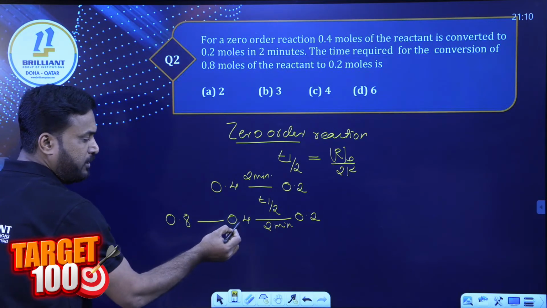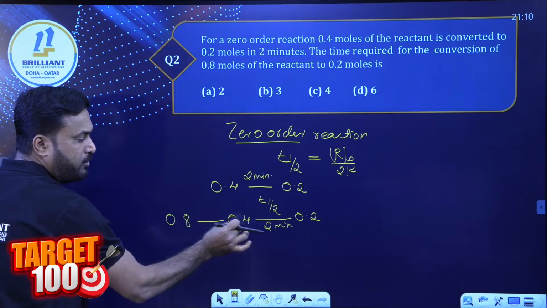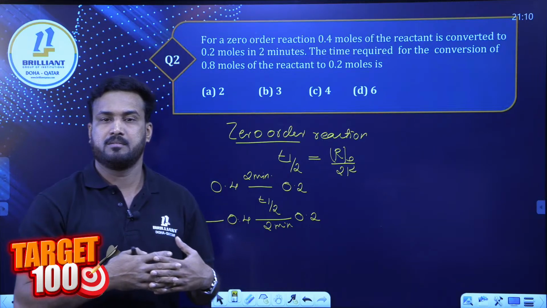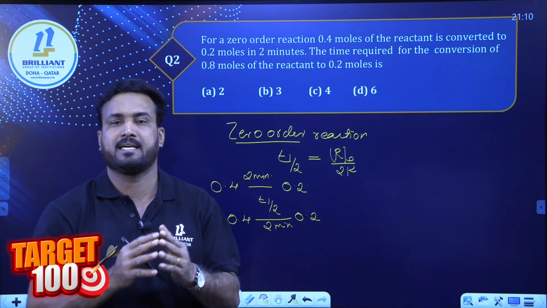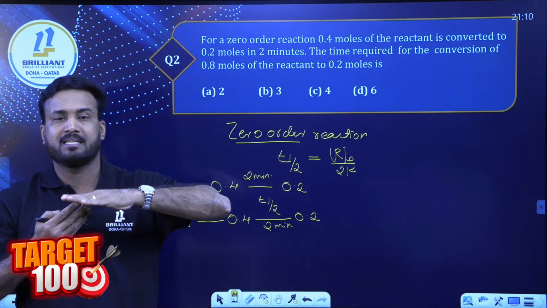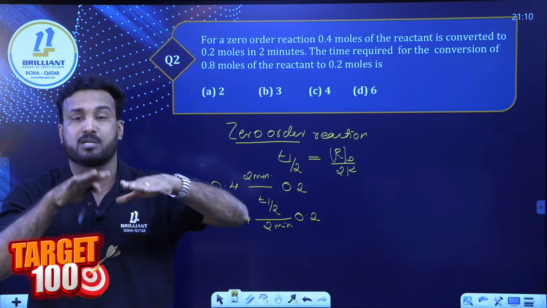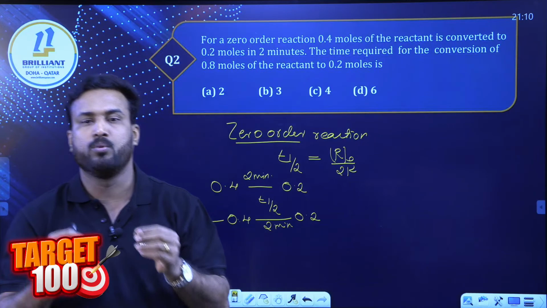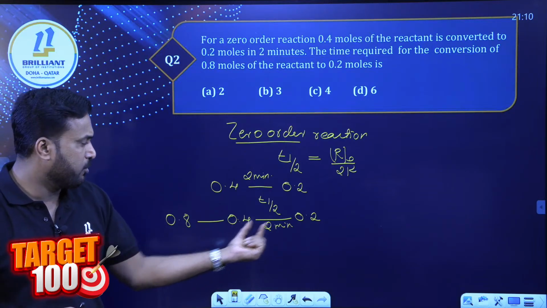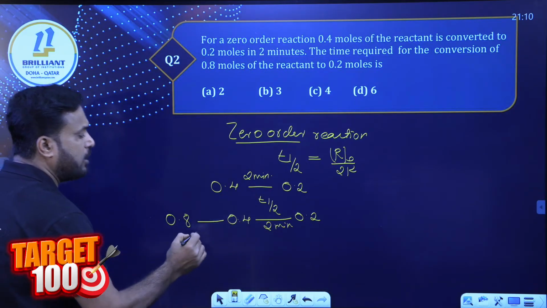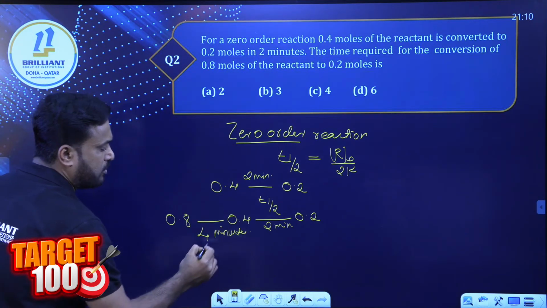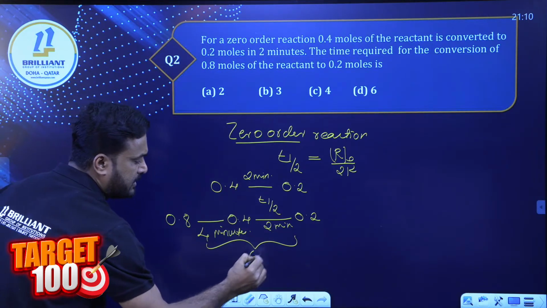It's double actually. When you consider 0.8, it's a double of 0.4, which means the half-life also will be double. Why? You can connect this logically. A zero order reaction is nothing but a reaction which has the same rate from the start to the end, a constant speed. Constant means the rate will not change with the change in concentration. So here 0.4 to 0.2 is 2 minutes. Now 0.8 to 0.4, how many minutes? 4 minutes. So the total is 4 minutes plus 2 minutes, that is 6 minutes.